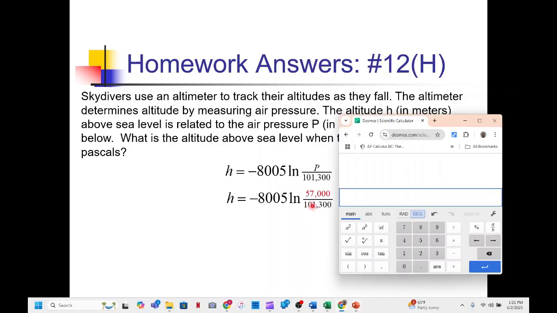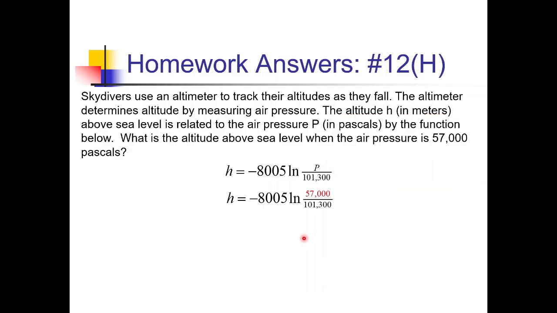So let me go to Desmos. I'm going to plug this all in one shot right here. So negative 8,005 times the ln of, let me do a parentheses and then a fraction. We've got 57,000 over 101,300, and you don't want to use commas on Desmos because that's not how calculators work. Close the parentheses, and it looks like that's coming out to 4,603.16 if you want to round it off. And that's going to be in meters. And actually, if I'm rounding it off, let me make that 4,603.2. There we go.